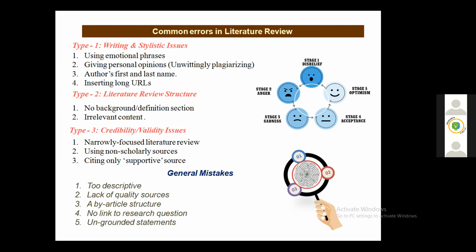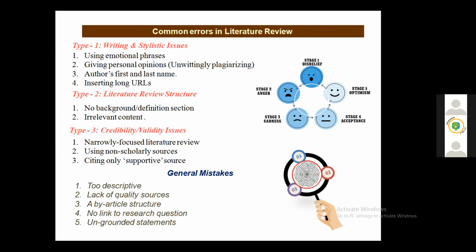Then the author's first and last name. That is a writing and stylistic issue. Then inserting long URLs is not expected. For example, in a literature review, if a person has a first name, second name, and third name, normally it is the first name that is included in the literature part, not the entire name. Literature review structure: no background or definition of the section, irrelevant content. So these are the two issues that are observed.